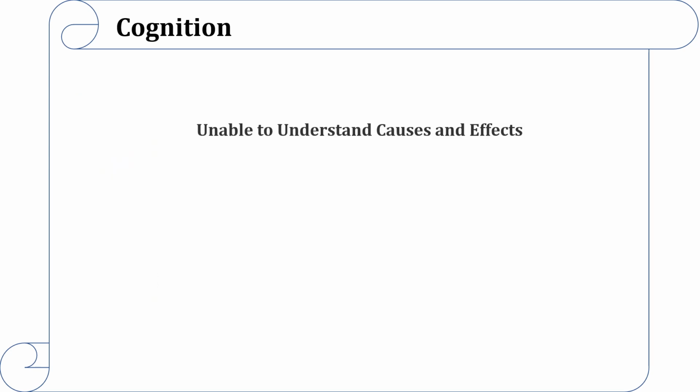Unable to understand causes and effects. Users get stressed when they cannot figure out how something happened. Therefore, design must incorporate straightforward ways of showing or communicating how to avoid problems as well as understanding cause and effects.